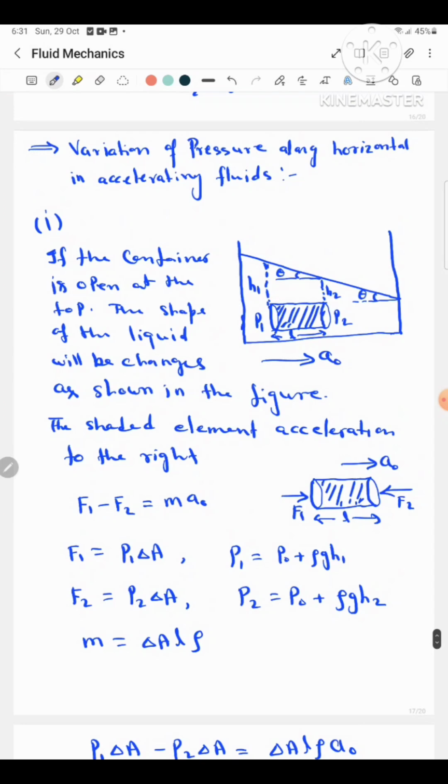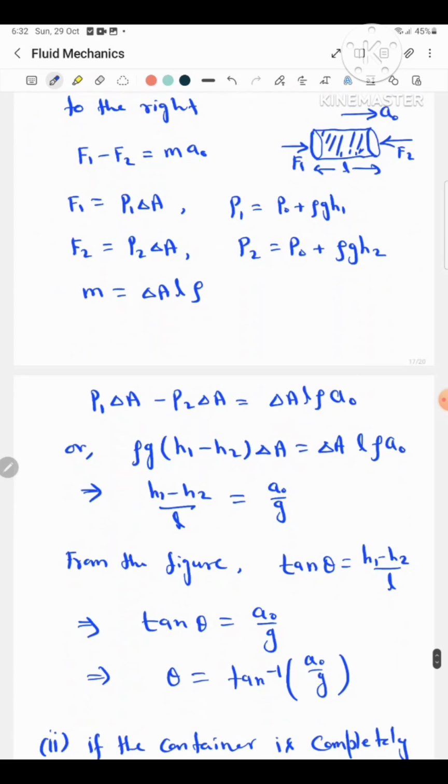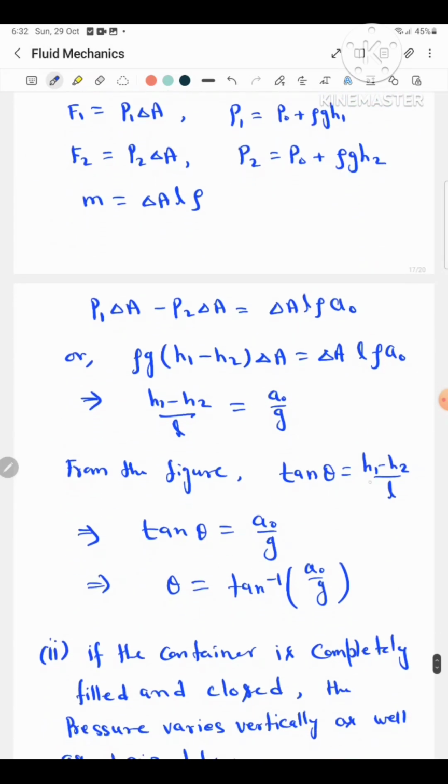Also from this figure, that length is L and that height will be H1 minus H2. Tan theta will be (H1 minus H2) upon L. We will equate these two equations. Tan theta will be A0 upon G. Theta is equal to tan inverse A0 upon G.